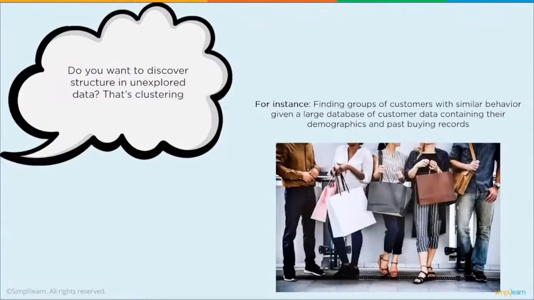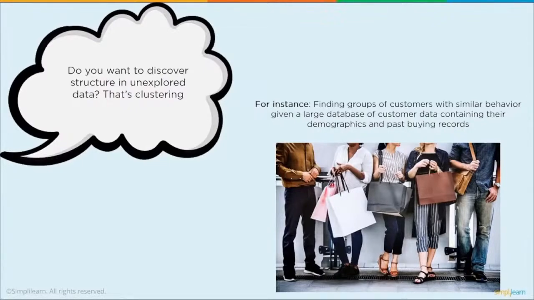Another question that comes up, which is on what we call untrained data, is do you want to discover structure in unexplored data? And that's called clustering. For instance, finding groups of customers with similar behavior given a large database of customer data containing their demographics and past buying records. And in this case, we might notice that anybody who's wearing a certain set of shoes goes shopping at certain stores, or whatever it is, they're going to make certain purchases. By having that information, it helps us to market or group people together so that we can now explore that group and find out what it is we want to market to them if you're in the marketing world.